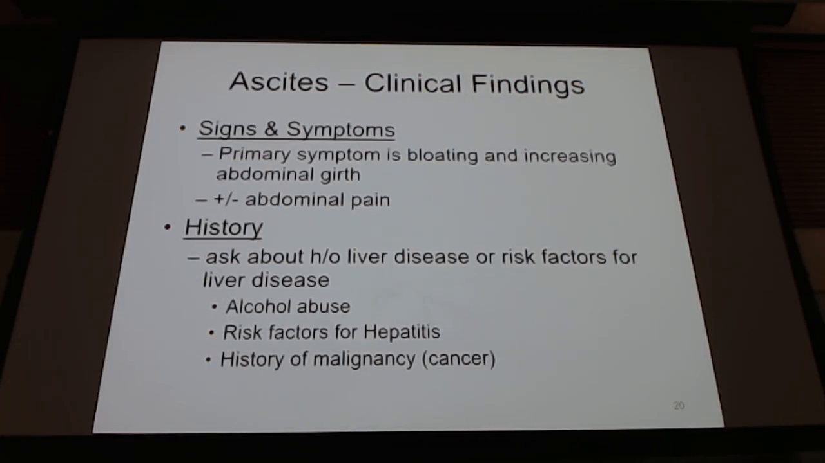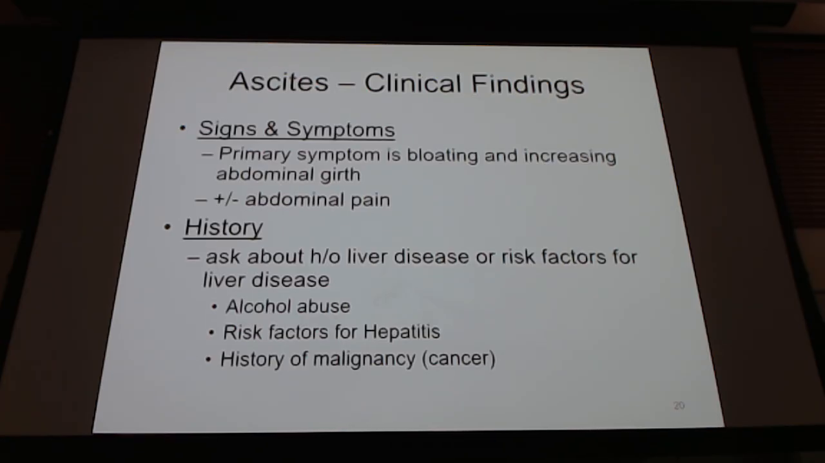How does this show up? They say they're bloated. Increasing abdominal girth, plus or minus pain, based upon the distension and what the cause is. So you want to make sure that you ask people, do you have any history of liver disease or risk factors for liver disease? Keep in mind that most people are not going to be honest with you about their amount of alcohol intake. Risk factors for hepatitis, and then history of malignancy. We want to ask these questions.